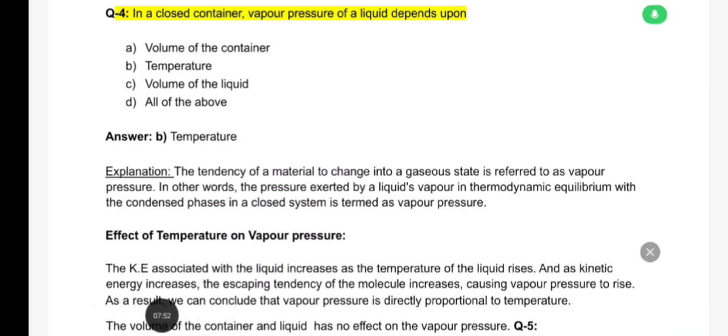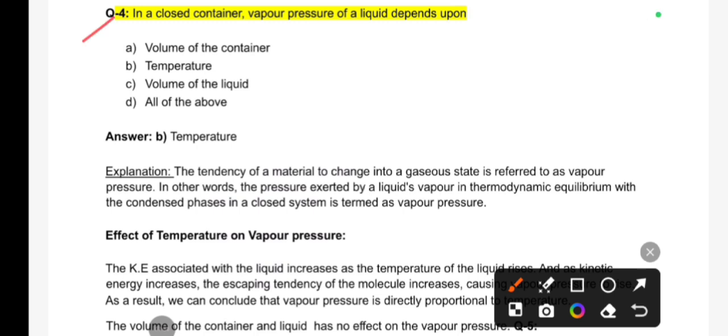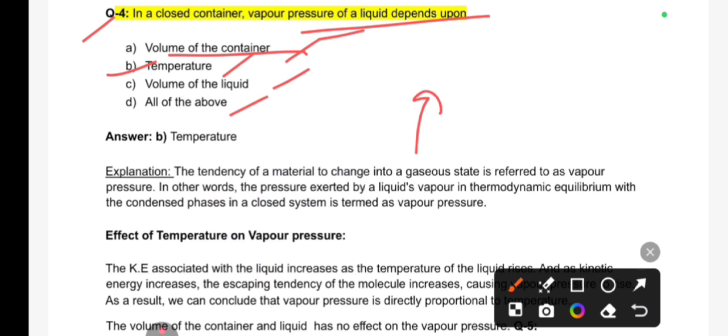So now you can see here, next question: in a closed container, vapor pressure of a liquid depends upon the volume of the container, temperature, volume of the liquid, and all of the above. Okay, vapor pressure definitely depends upon the surface area as well as on the temperature, but according to the options we have to go here, it's the volume of the container. So it does not depend upon the volume of the container. Okay, it depends upon temperature. Why? If you increase the temperature, definitely the vapor pressure will increase. Okay, so volume of the liquid will not matter because it is a closed container, and definitely the volume will remain the same.